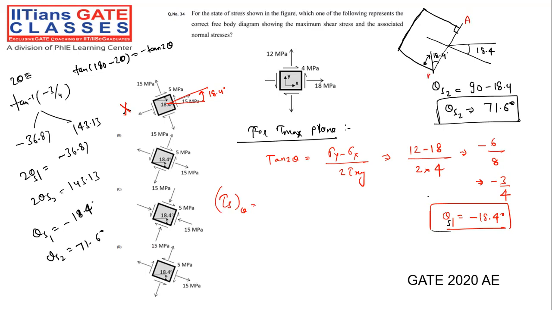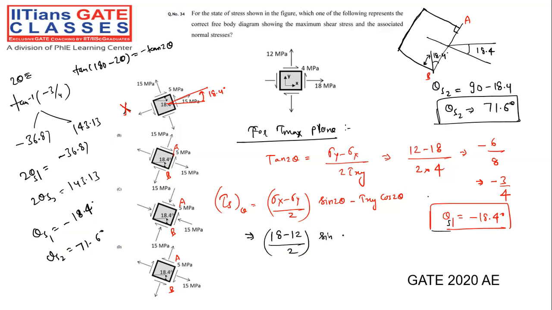Let me call this the AB plane. I have defined the AB plane in all the three options. Let's see. Sigma x minus sigma y by 2, what is that value? We have the formula: sin 2 theta minus tau xy into cos 2 theta. Put the value. Sigma x, my dear friend, what are you getting? 18 minus 12 divided by 2 sine theta.